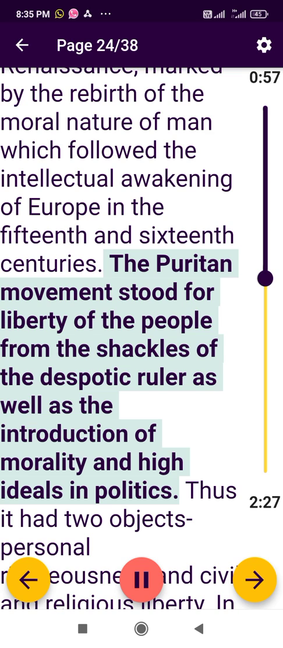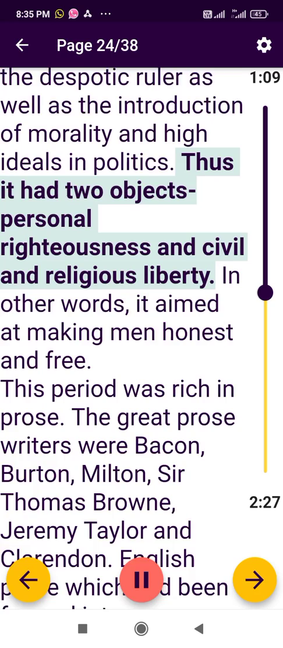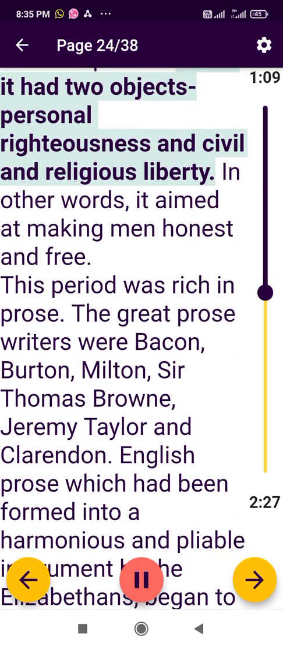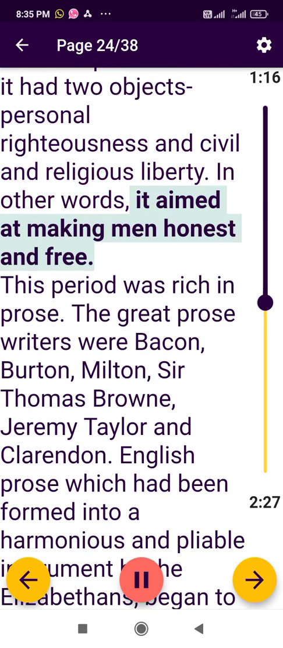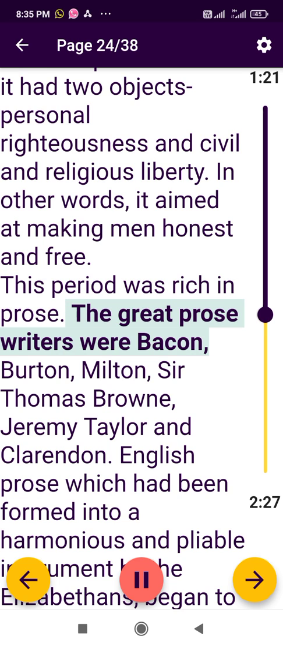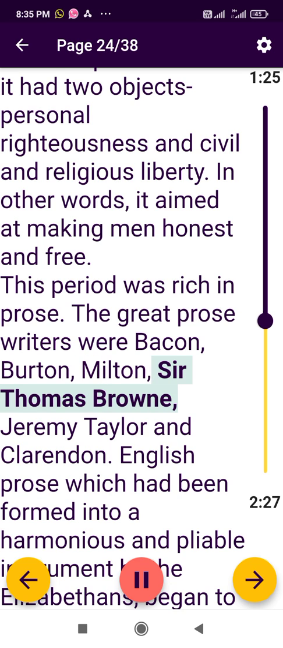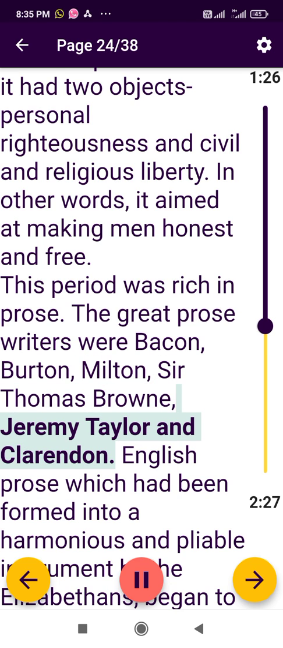The Puritan movement stood for liberty of the people from the shackles of the despotic ruler, as well as the introduction of morality and high ideals in politics. Thus it had two objects: personal righteousness and civil and religious liberty. In other words, it aimed at making men honest and free. This period was rich in prose. The great prose writers were Bacon, Burton, Milton, Sir Thomas Browne, Jeremy Taylor, and Clarendon.